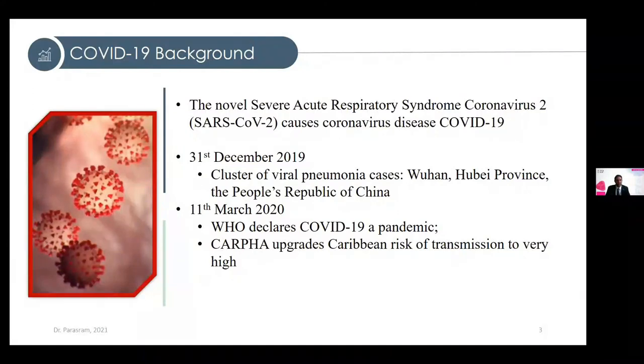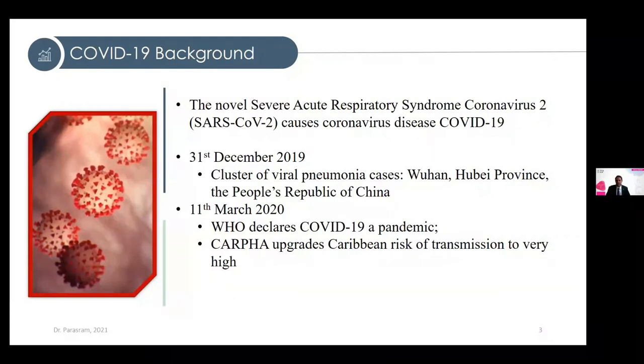Just to give a little background as to where we started with all of this, the novel severe acute respiratory syndrome coronavirus, SARS-CoV-2, causes coronavirus disease, COVID-19. It was called the novel coronavirus in the early part of 2020, late part of 2019. It began on the 31st of December 2019 as a cluster of viral pneumonia cases in Wuhan, Hubei province in the People's Republic of China. On the 11th of March 2020, WHO declared COVID-19 a pandemic. A pandemic really means that it affects three or more WHO regions, and you'll see the WHO regions in future slides. And CARPHA upgraded the Caribbean risk of transmission to very high at that period of time.